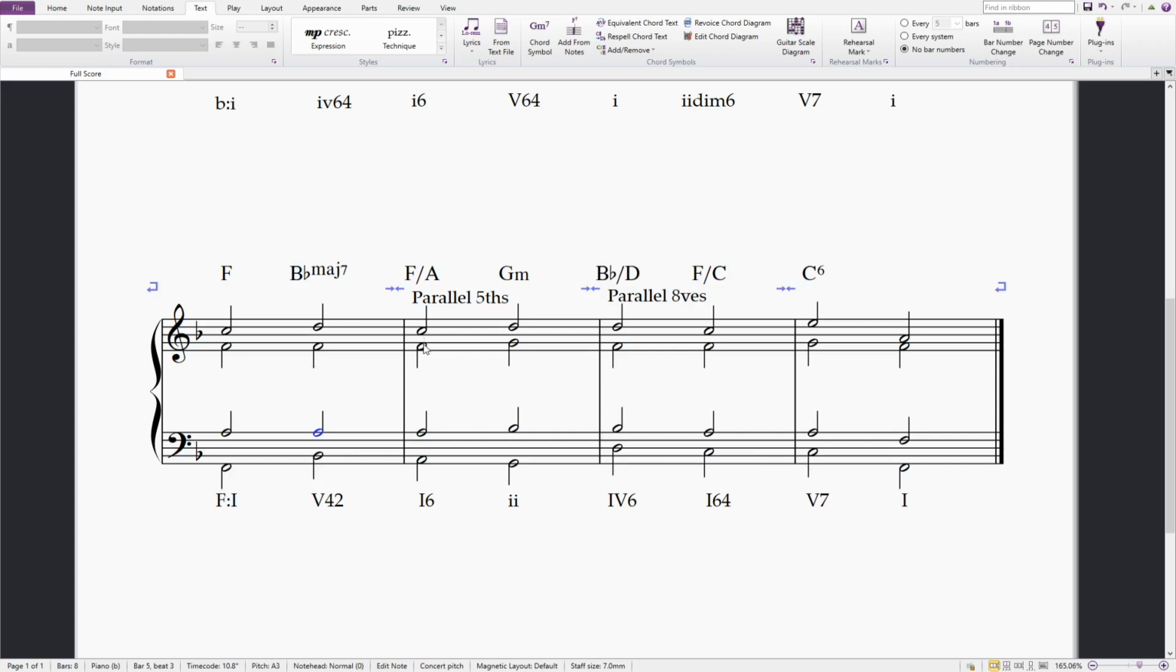You do have some parallel fifths between the soprano and alto, so F to C, G to D, right? Those are just parallel fifths. Can't do that. And you have parallel octaves here, D to C in the soprano, D to C in the bass part.